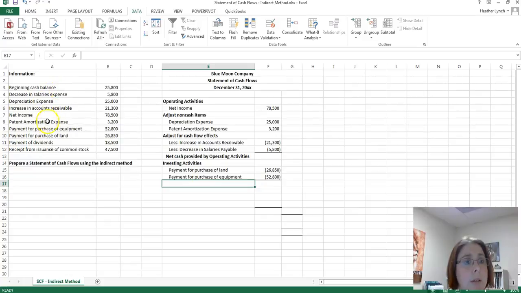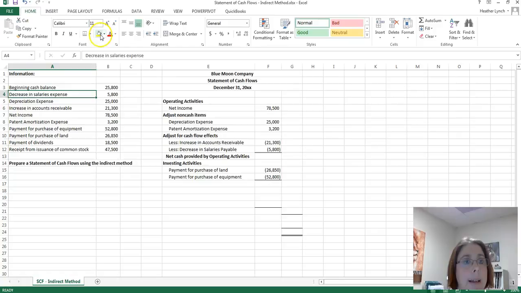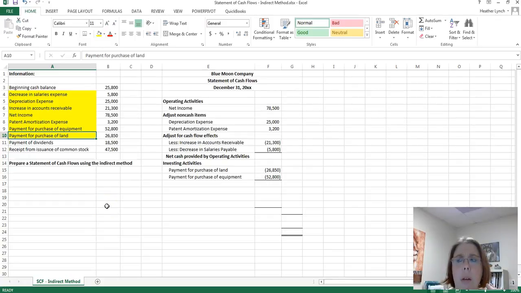Let's see, what else have we not looked at? We looked at, I'm going to go ahead and highlight these. We've done that one. We've done depreciation. We've done an increase. We looked at our net income. We did our patent. We just did our payment for purchase of equipment. We just did our payment for purchase of land. Let's see, payment of dividends. We haven't touched that one.